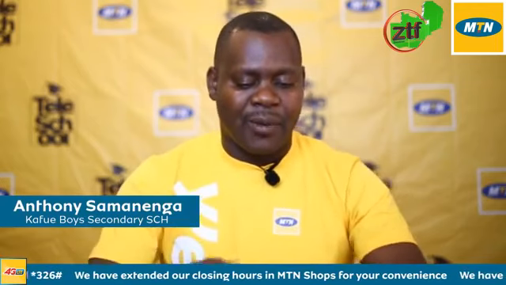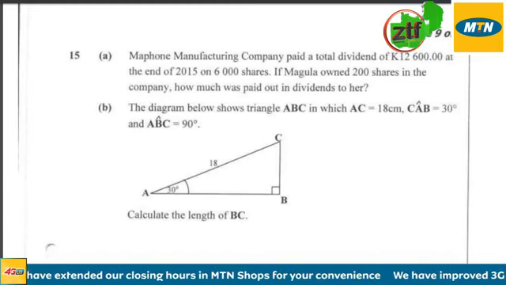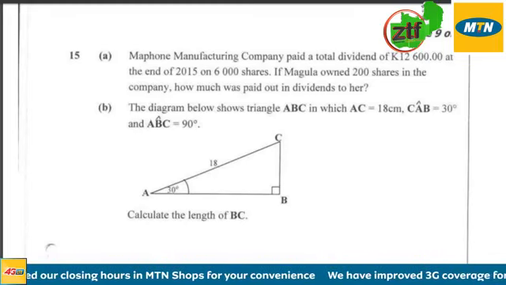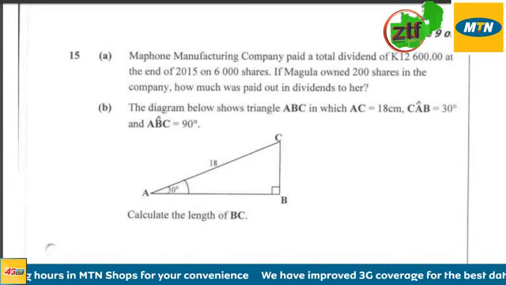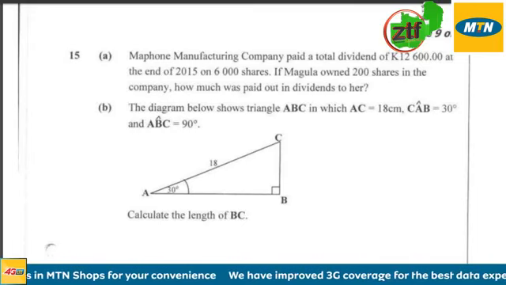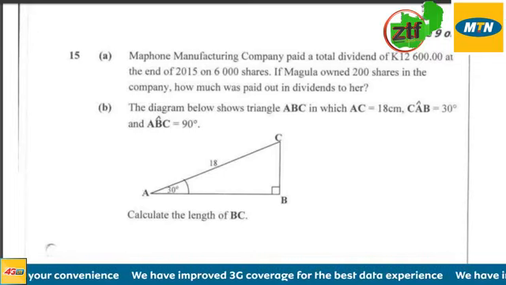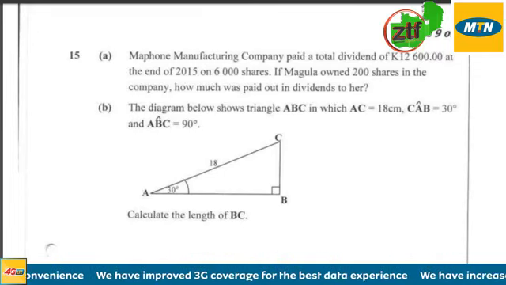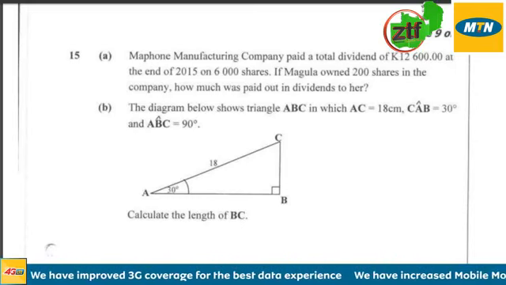So let's read the question here. Mafoni Manufacturing Company paid a total dividend of 12,600 kwacha at the end of 2015 on 6,000 shares. So we have a situation where 6,000 shares were bought at 12,600. I hope you're able to follow there. Let's end there and then see the next part of the question.